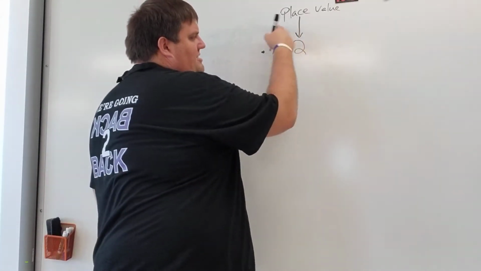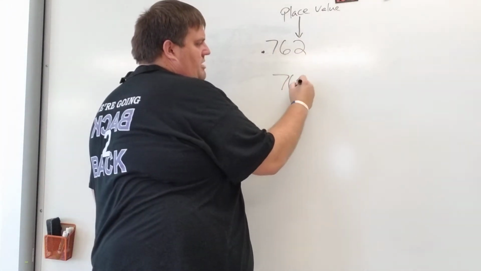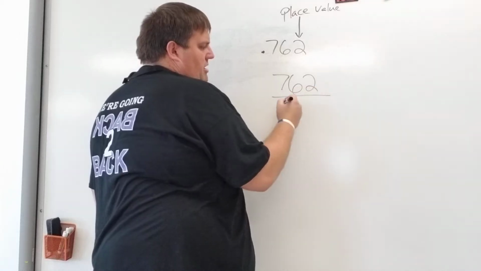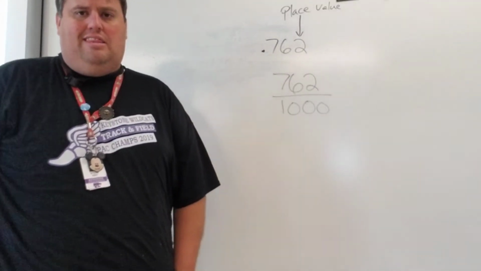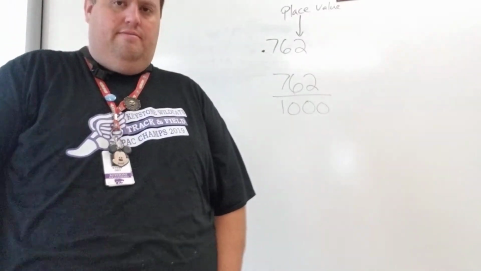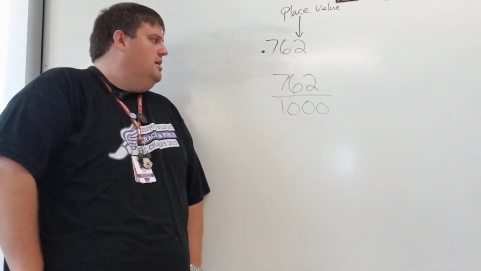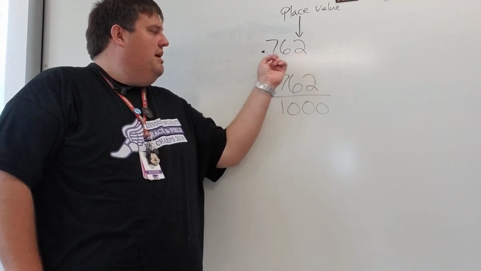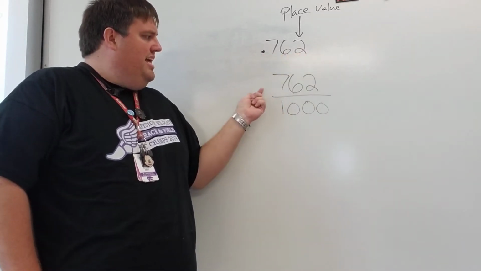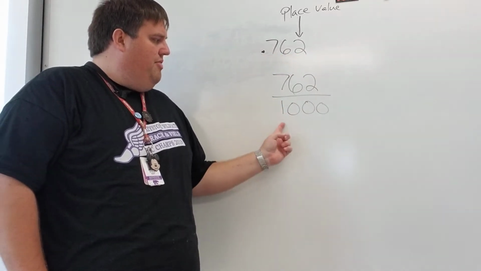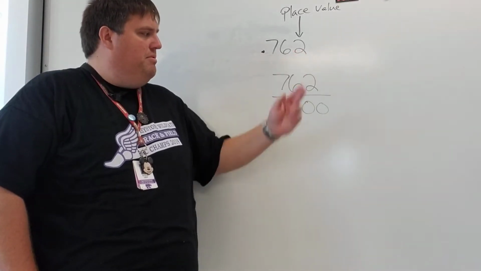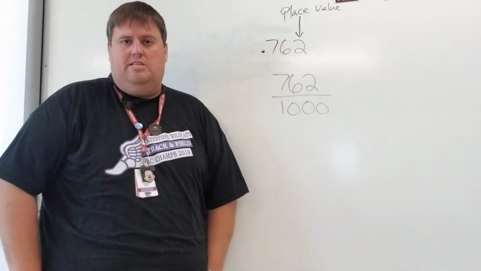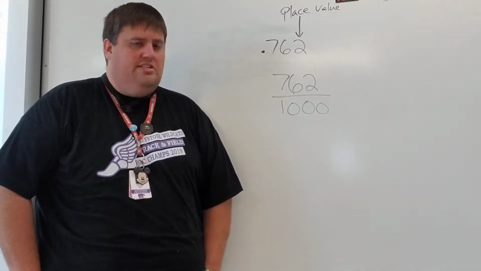So we're going to take this number, drop the decimal point, and put it over 1,000 because that's the thousandths place, right? So 0.762 is 762 thousandths, just like how you would read this number. It's in the thousandths place, so you'd read it 762 thousandths.